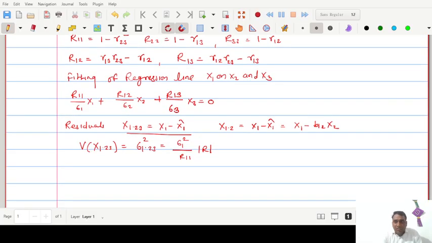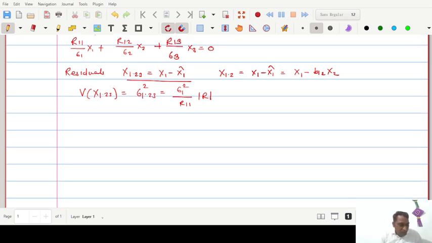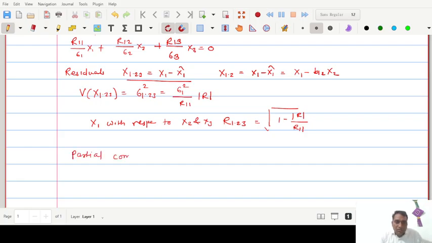Then multiple correlation coefficient. Multiple correlation coefficient of x1 with respect to x2 and x3 is denoted by capital R1 dot 23, and the formula is under root of 1 minus determinant of R divided by capital R11. Similarly other terms are there. Then partial correlation coefficient.